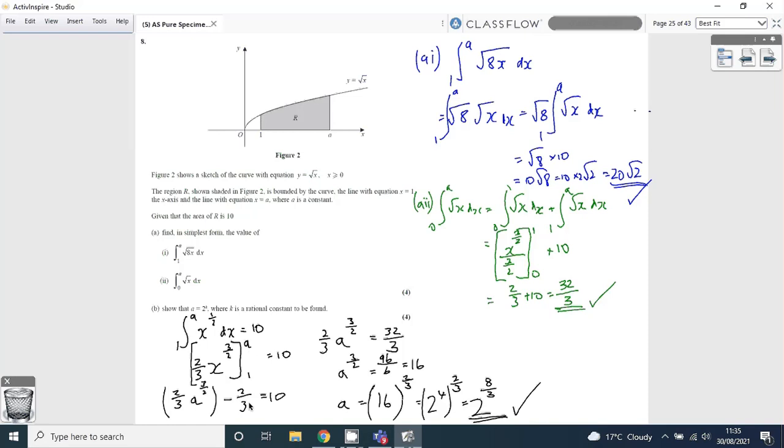Adding 2/3 to both sides, multiplying by 3 over 2, gives us a being 16 to the 2/3. Now 16 is 2 to the power of 4, so it's 2 to the power of 4 to the power of 2/3. Multiply these powers together and we get 2 to the power of 8/3, so k is 8/3.